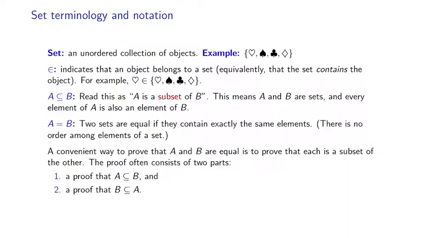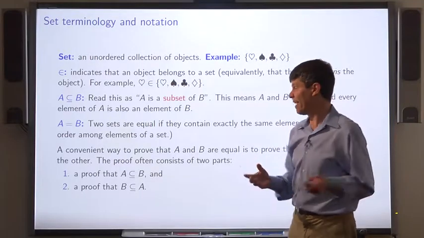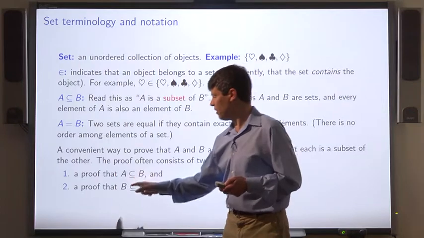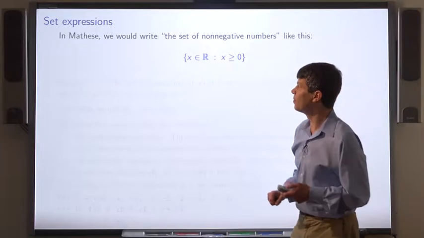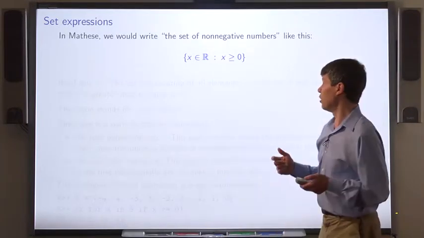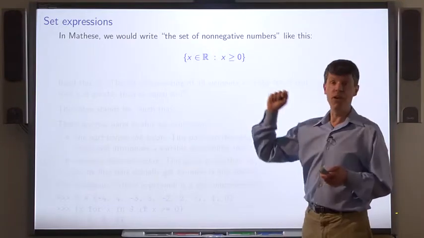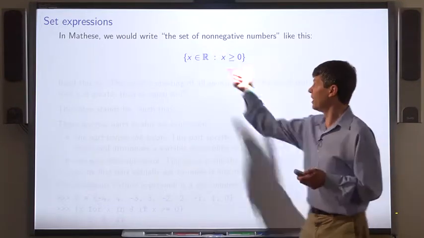And a convenient way to prove that two sets are equal is to prove that each is a subset of the other. And the proof usually has that form. First, you'd prove that A is a subset of B, and then you'd prove that B is a subset of A. Here's a notation that we're going to use a lot. Call it a set expression. The set of non-negative numbers would be written like this.